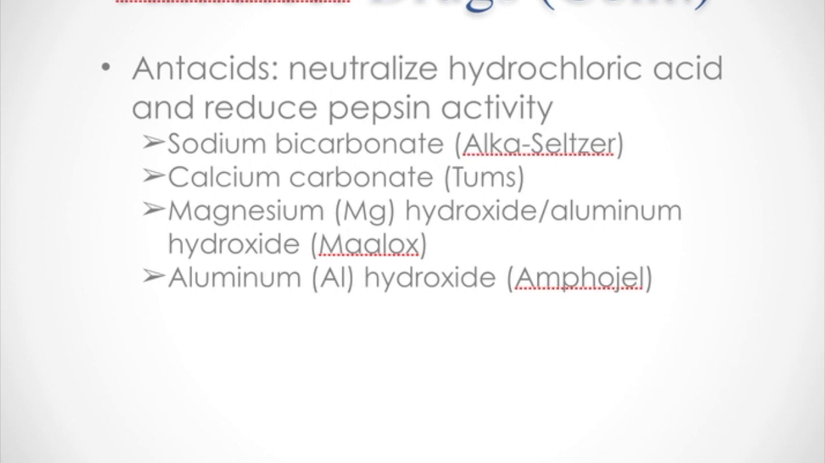Antacids neutralize the hydrochloric acid of the stomach and reduce pepsin activity. You'll recognize these brands very quickly. Sodium bicarb has many different side effects, therefore it's seldom used for peptic ulcers. Calcium carbonate is effective in neutralizing acid, but only 1/3 to 1/2 of the drug can be absorbed, and it can cause acid rebound.